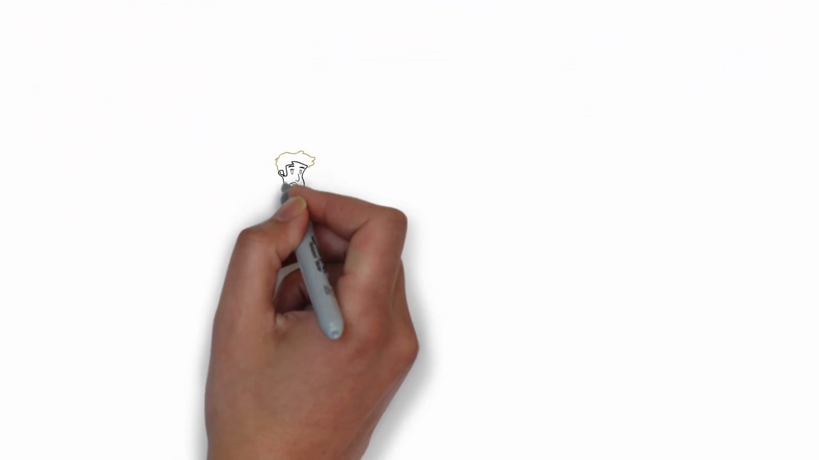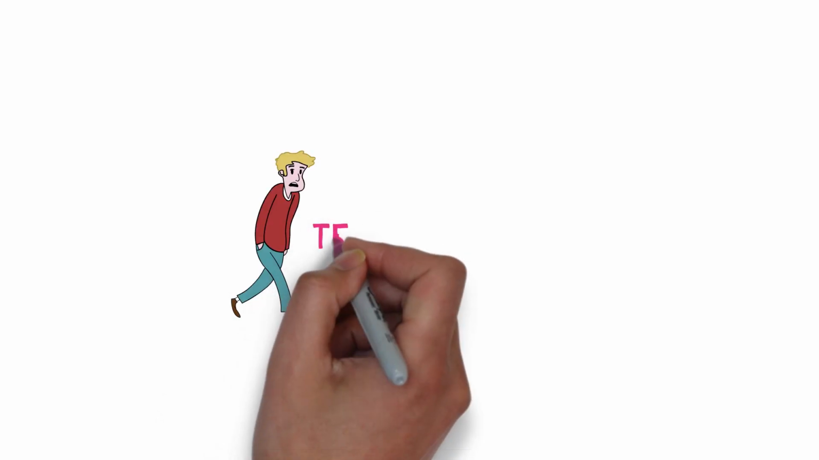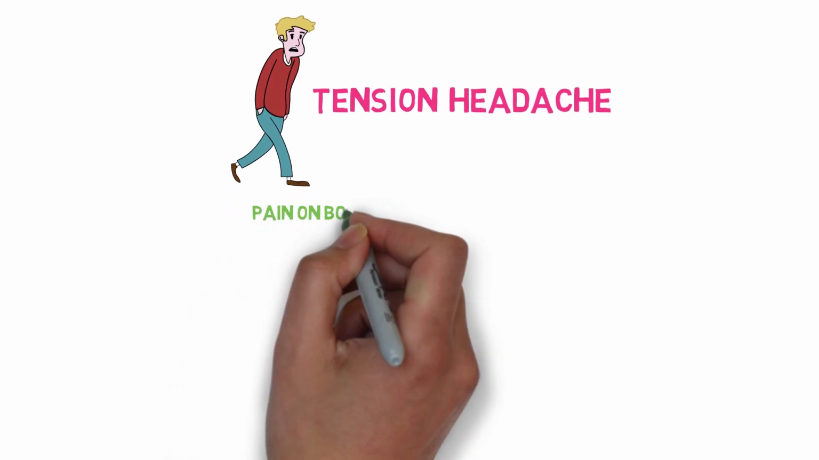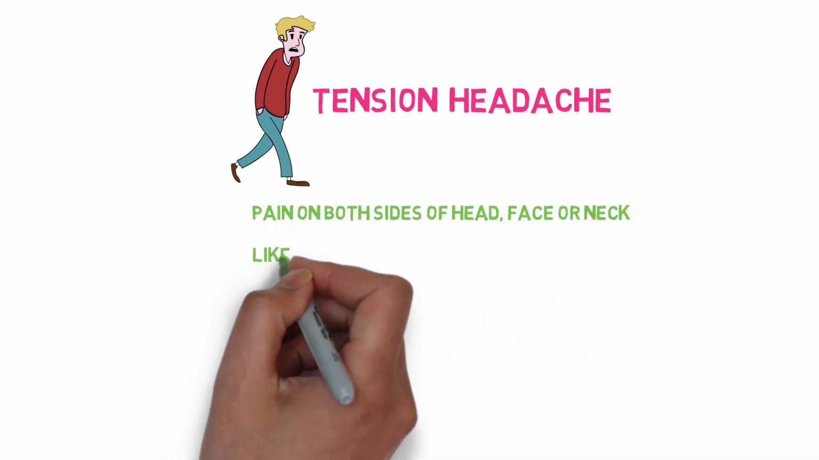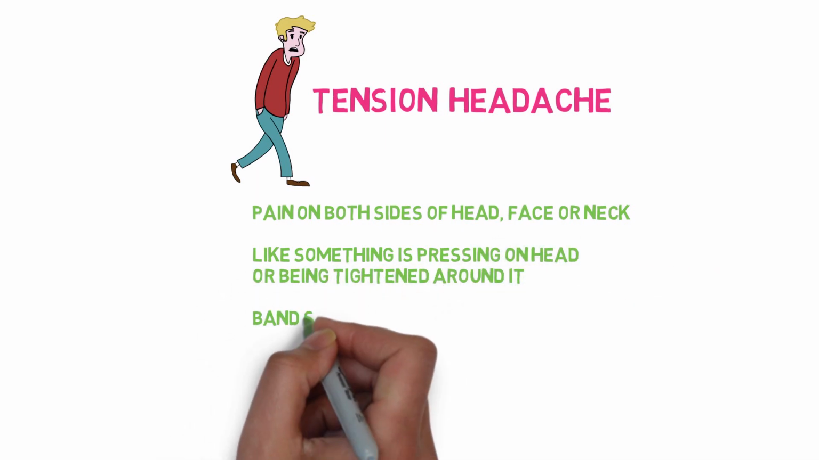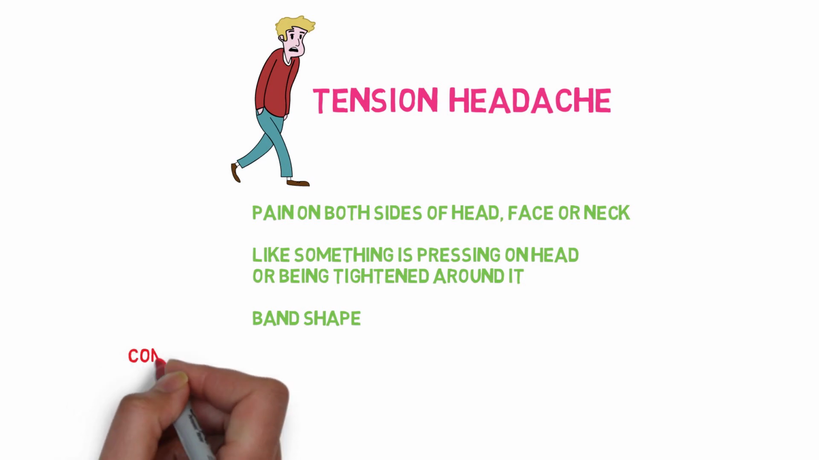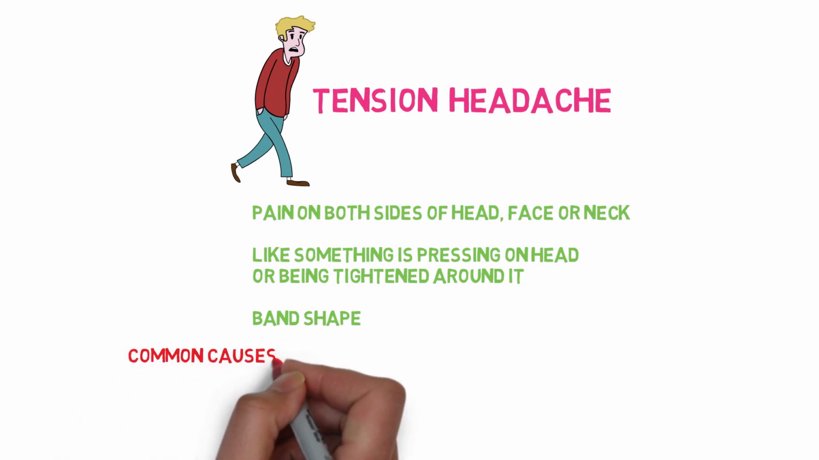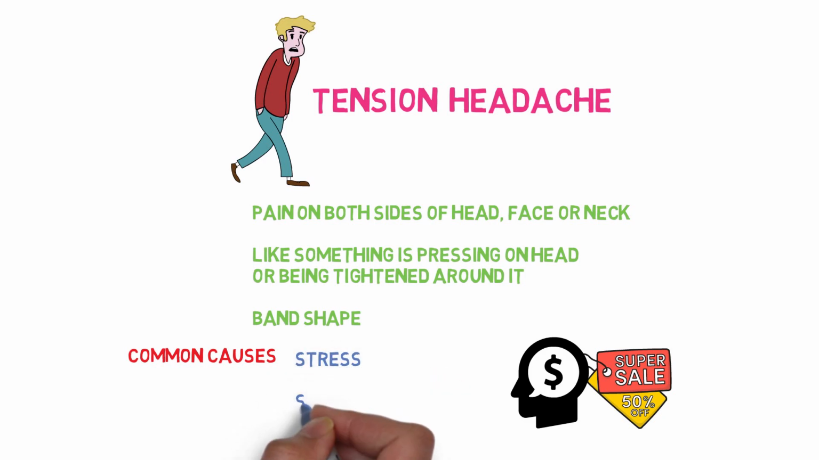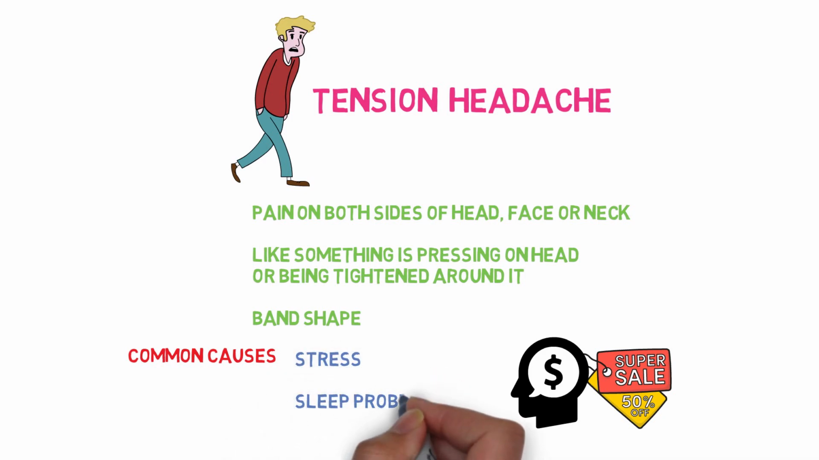Let's come to the very common condition, tension headache. Symptoms: pain on both sides of the head, face or neck, like something is pressing on the head or being tightened around it. Band shape. Common causes of tension headache. Is it so? And what about this? Not actually. Stress. Sleep problems. Excessive caffeine intake.